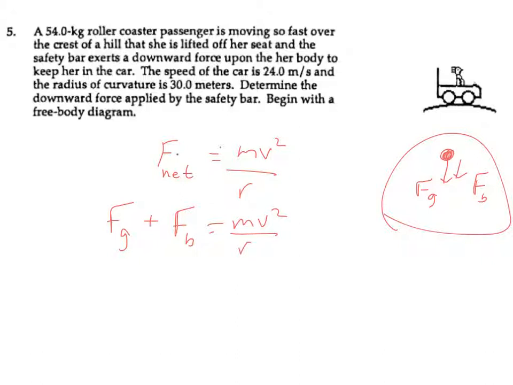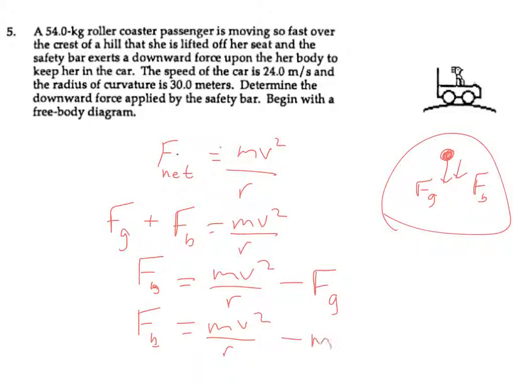And we want to know just the force from the bar, so we're going to isolate that on the left-hand side. So we're going to subtract Fg from both sides. It cancels out on the left, and we're left with Fb equals mv squared over r minus Fg. Again, Fg is equal to m times g, so we can just say F from the bar, Fb, equals mv squared over r minus mg.